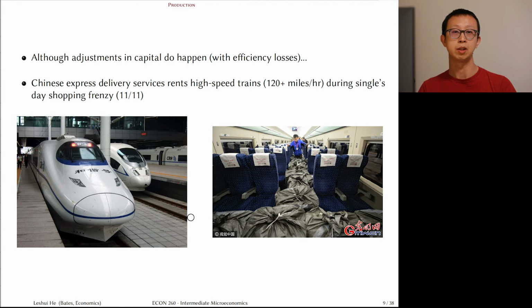Here's an example of the limited ability to adjust capital. Around 2010, China built many high-speed passenger trains that run across the country. They are primarily designed for carrying passengers, but during shopping frenzies promoted by e-commerce giants in China, the usual shipping capacity just cannot cope with the need. And part of the adjustment strategy to increase capital during the surge in demand is to actually rent these bullet trains to ship packages. It does stretch out the capital a little bit, but absolutely not in the most efficient way.